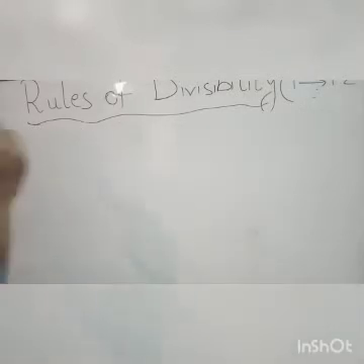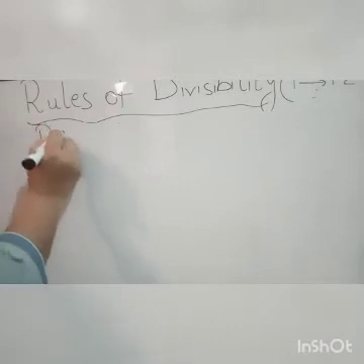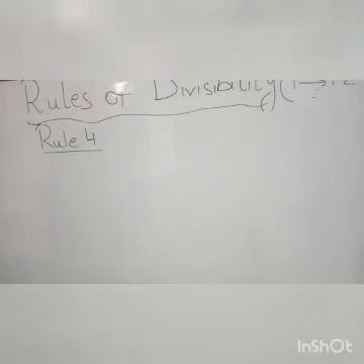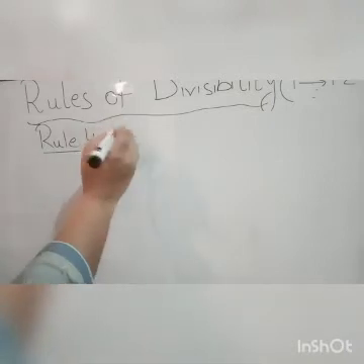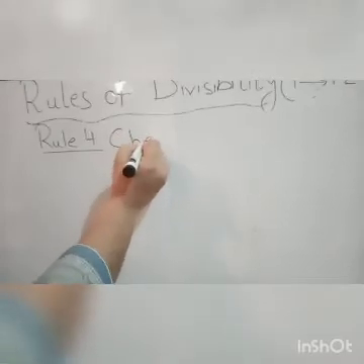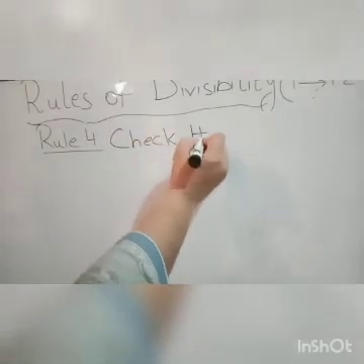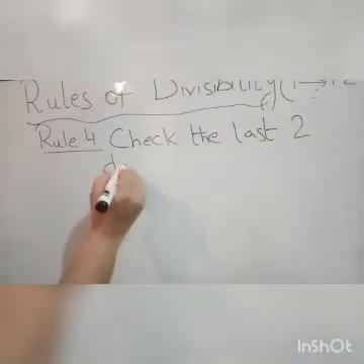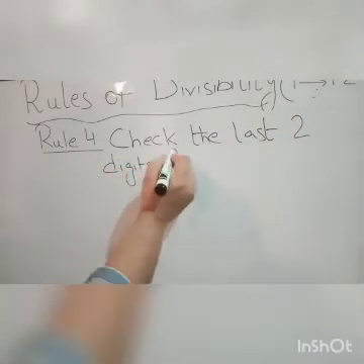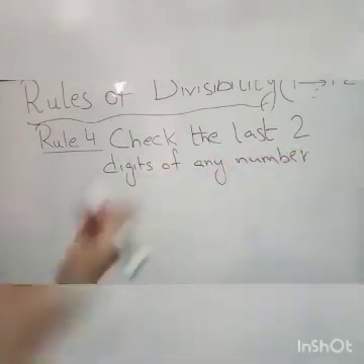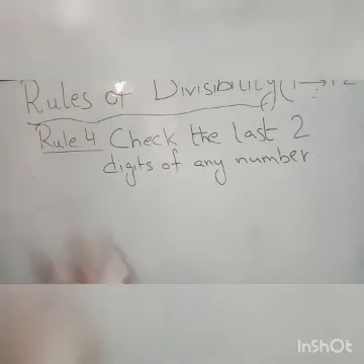The next rule is the rule for 4. If you need to check whether any number is divisible by 4 or not, what to do? Just check the last 2 digits of any number. If the last 2 digits are divisible by 4, then that number is divisible by 4.